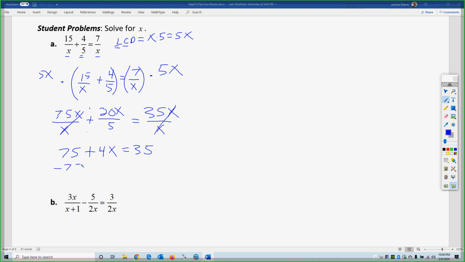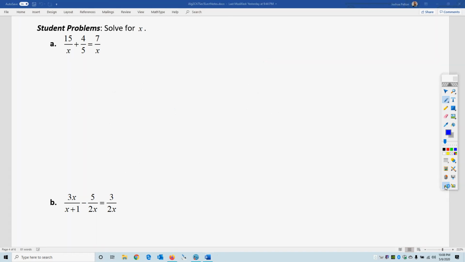So I'll move the 75 over. So I get 4x equals negative 40. And divide by negative 4. So x equals negative 10, which you can plug back in to verify isn't actually a solution. Okay, let's try student problem B.